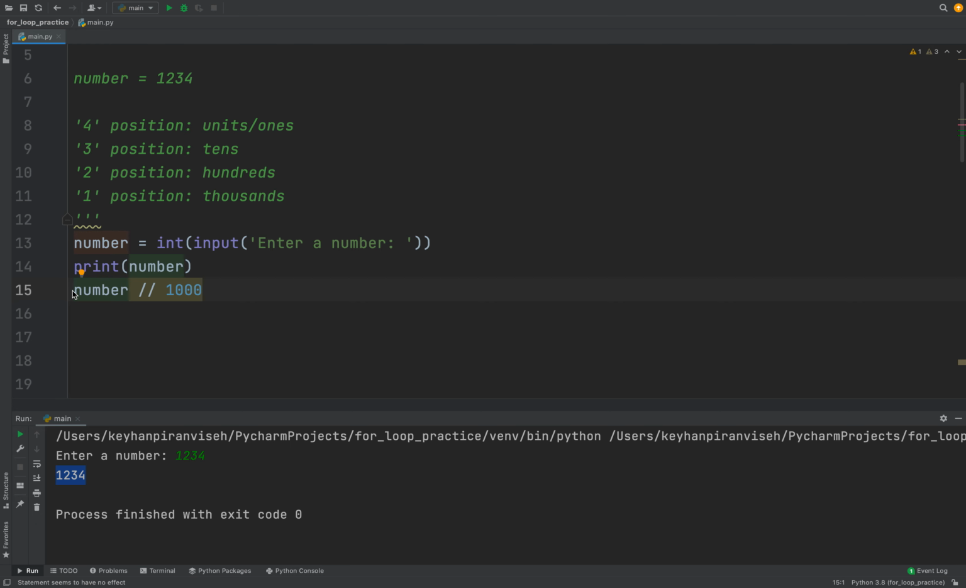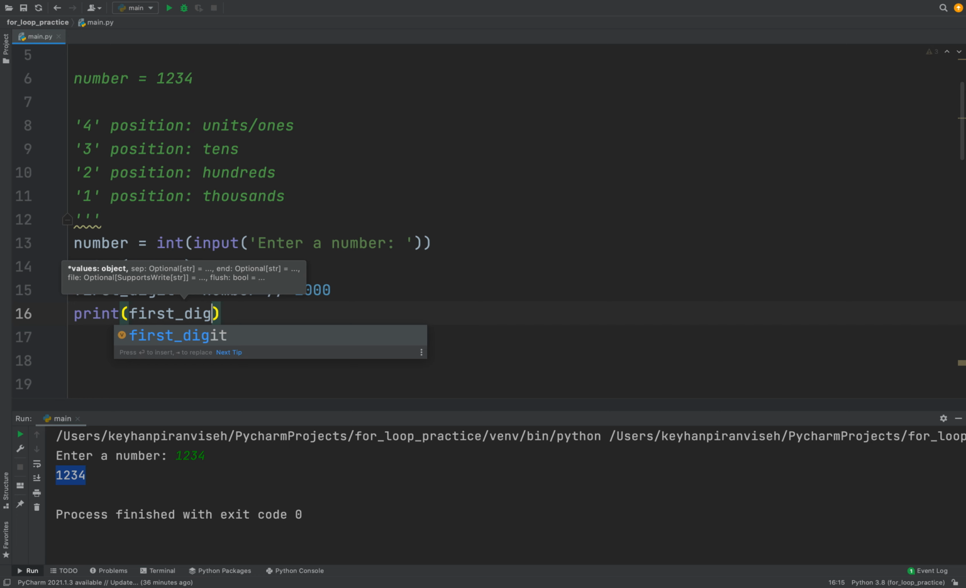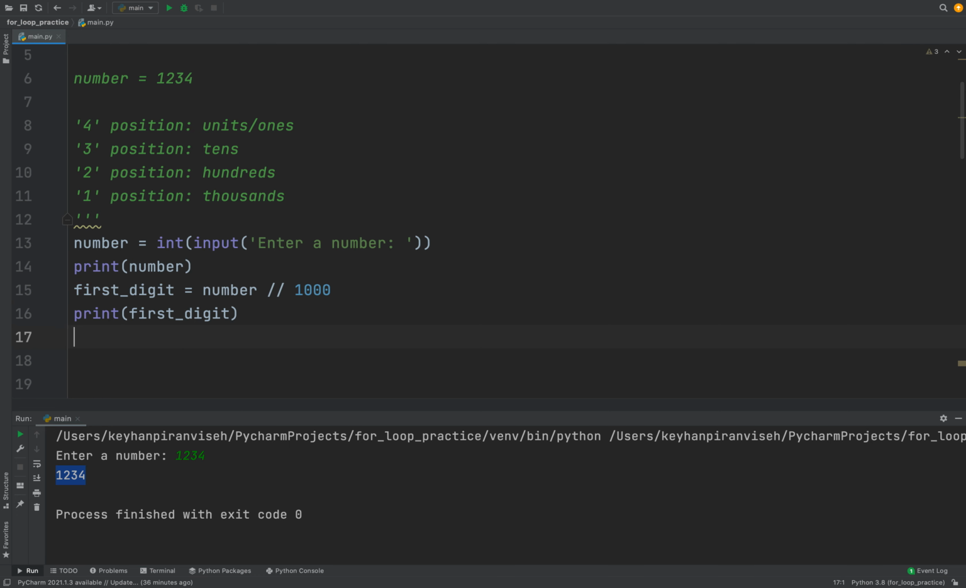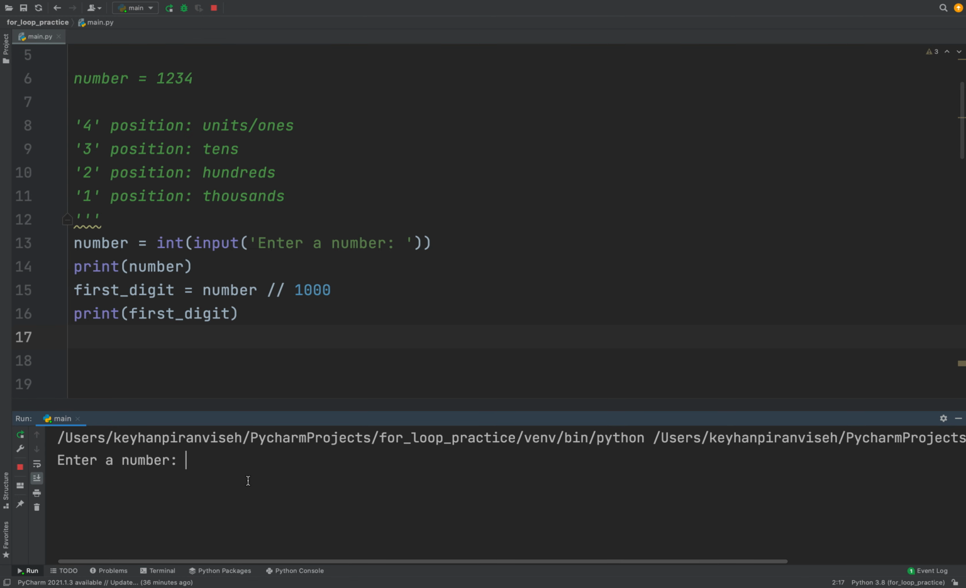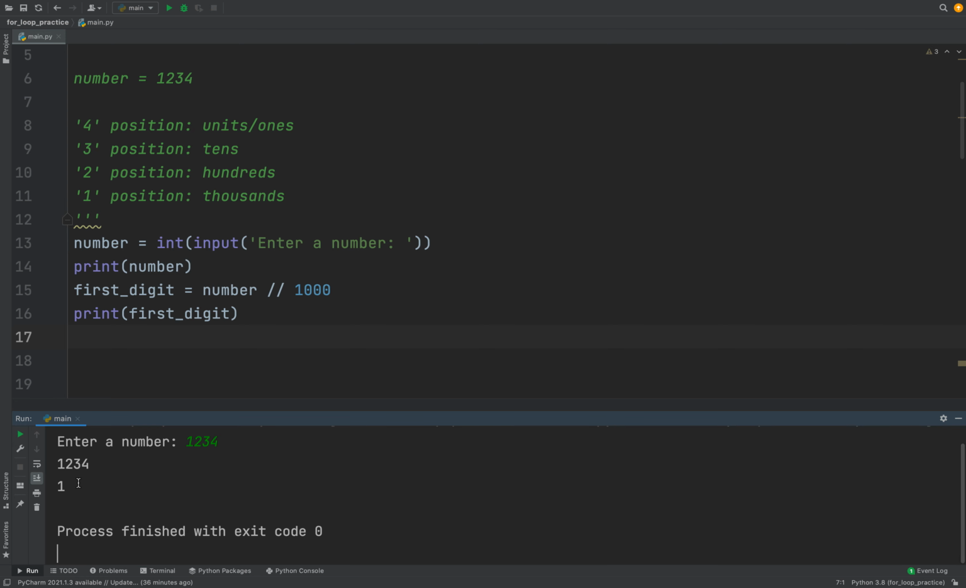And then let's store this number in a variable. I'm going to say first digit, and that's our first digit. If you print the first digit, at the end you will see that. Now that I have the first digit, I can run it for now, 1234, and you got it, 1. All right.